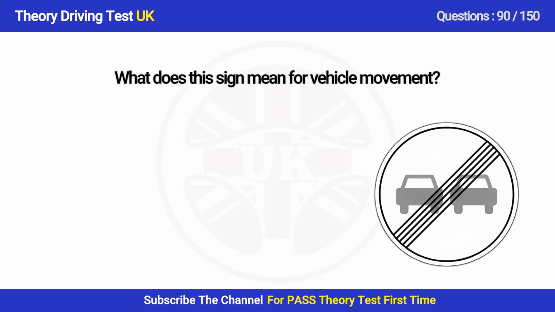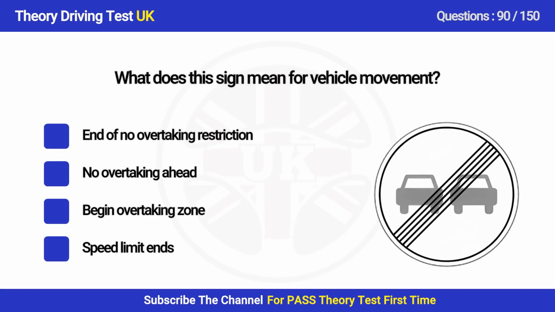Question 90. What does this sign mean for vehicle movement? A. End of no overtaking restriction. B. No overtaking ahead. C. Begin overtaking zone. D. Speed limit ends.